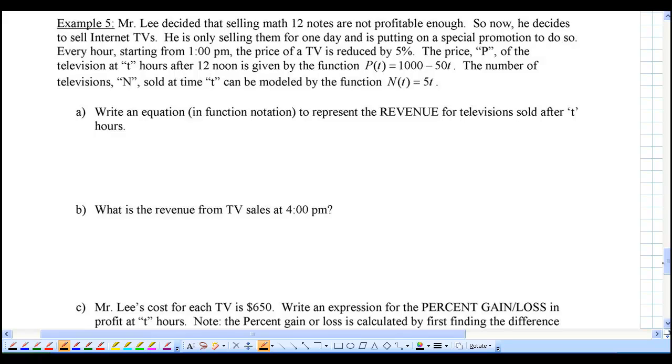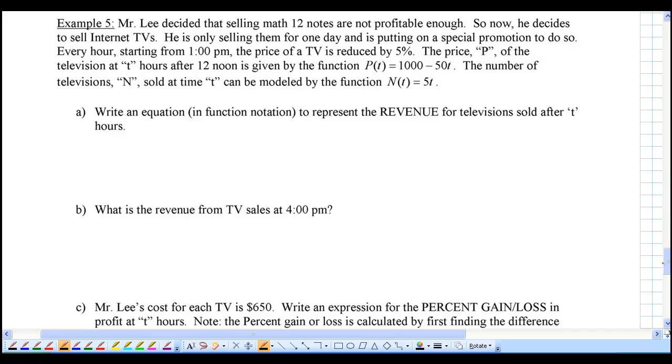Yeah. But you know what? I can't do this forever, so I'm only going to sell them for 1 day, and I'm putting on a special promotion to do so. Here's the promotion though. Every hour starting from 1 p.m., the price of the TV will be reduced by 5%. So I'm going to start selling them at 12 noon, and every hour I'm going to reduce them by 5%. Reduce, reduce, reduce, until I'm all gone. Okay?